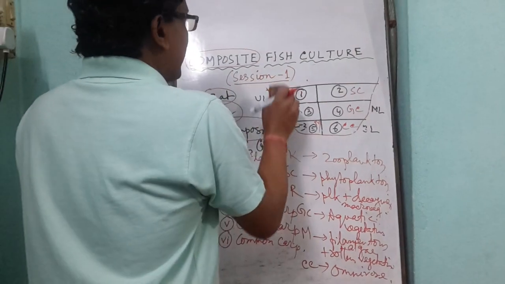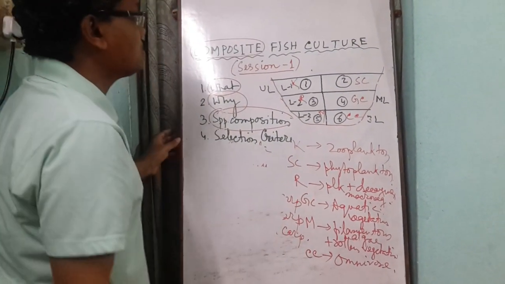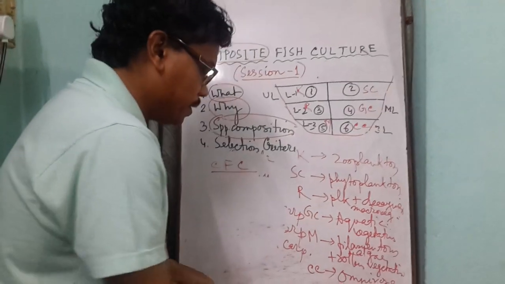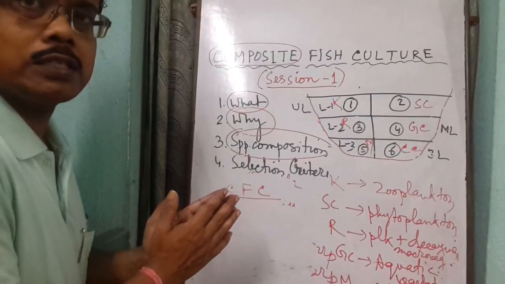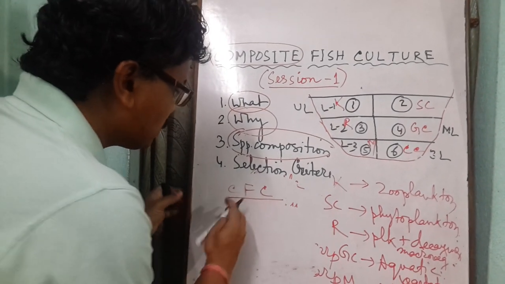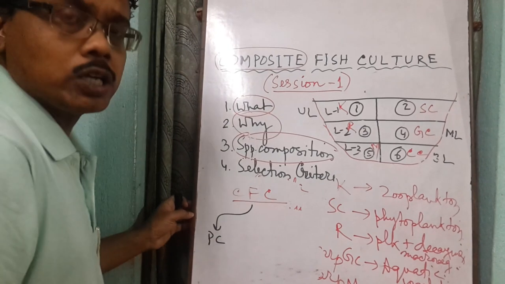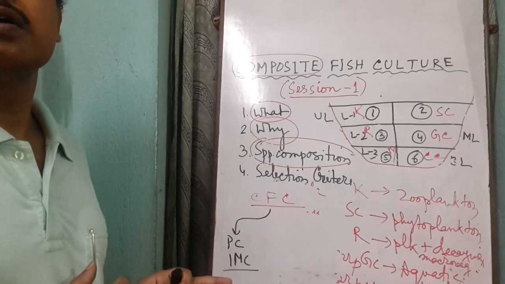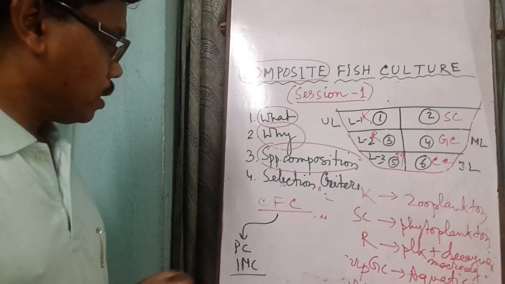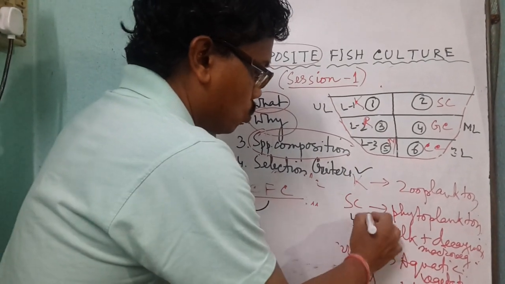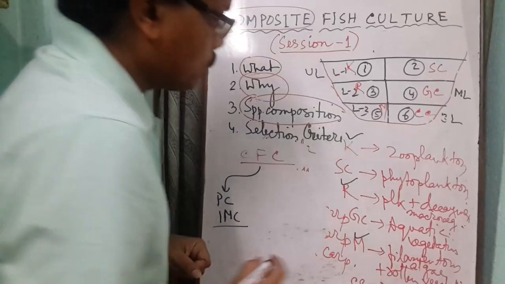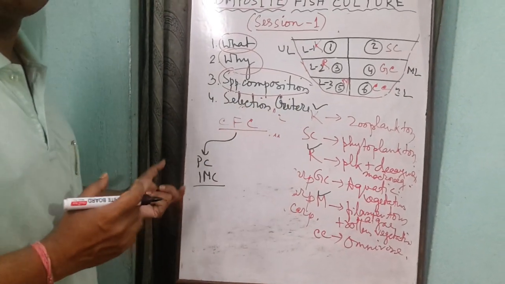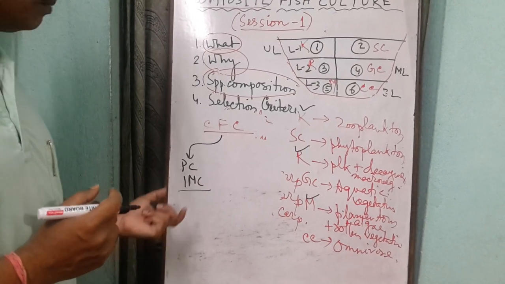I want to mention one point, that this composite fish culture, actually it is a polyculture. So this polyculture system may be of different types. One system may be the polyculture of IMC. IMC means Indian major carps. They are our indigenous species. IMC are Katla, Rohu and Mrigal. So we can culture by taking only the Katla, Rohu and Mrigal. So this is a polyculture system of IMC.